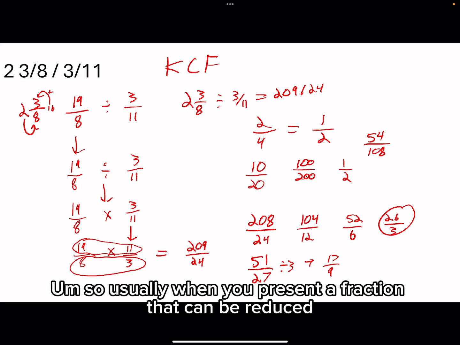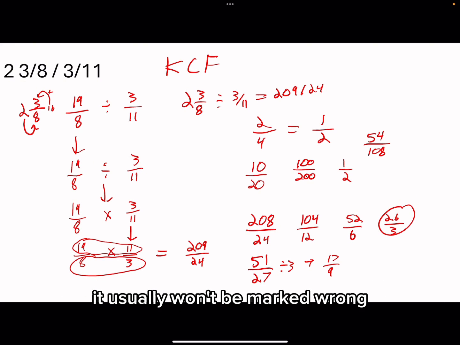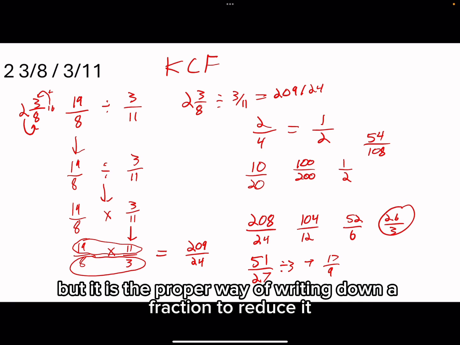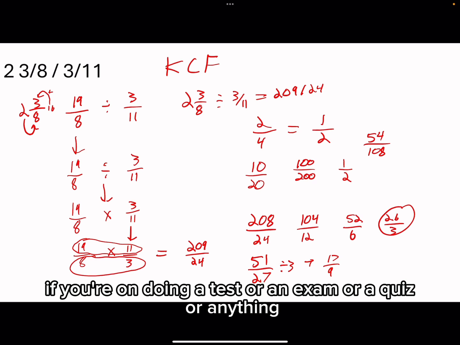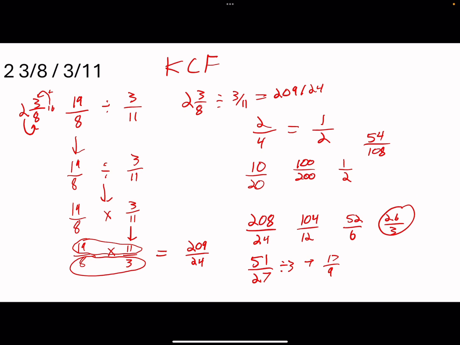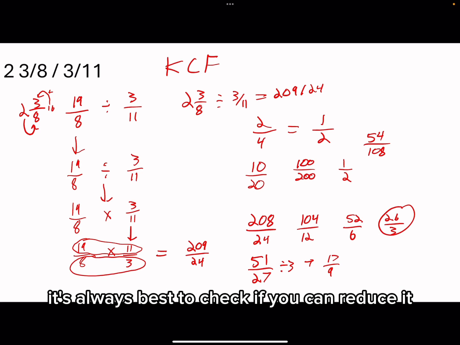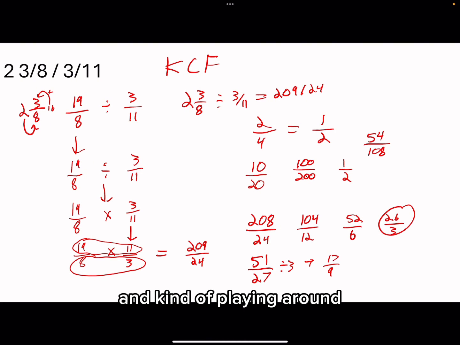So usually when you present a fraction that can be reduced, it usually won't be marked wrong, but it is the proper way of writing down a fraction to reduce it. So if you have time, if you're doing a test or an exam or a quiz or anything, it's always best to check if you can reduce it, just by using your calculator and kind of playing around.